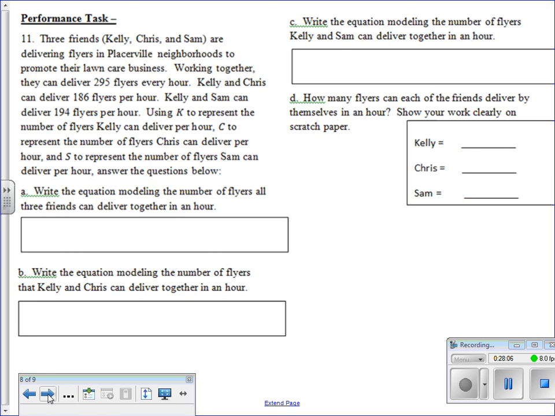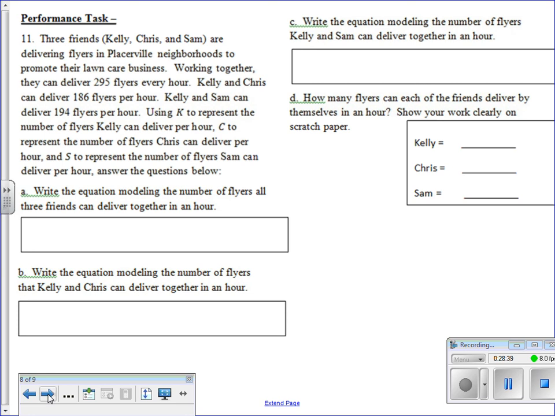Last but not least, your performance task. Okay. 3 friends, Kelly, Chris, and Sam, are delivering flyers in Placerville neighborhoods to promote their lawn care business. Working together, they can deliver 295 flyers every hour. Kelly and Chris can deliver 186 flyers per hour. Kelly and Sam can deliver 194 flyers per hour. Using K to represent the number of flyers Kelly can deliver, C for Chris, and S for Sam. Answer the questions below.